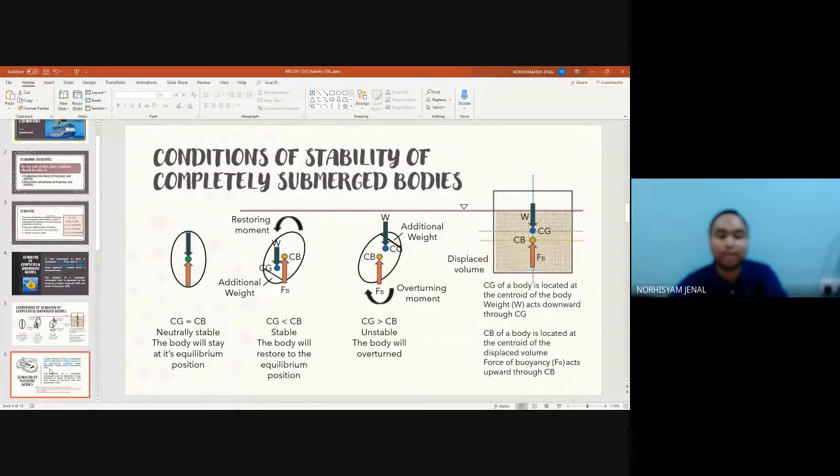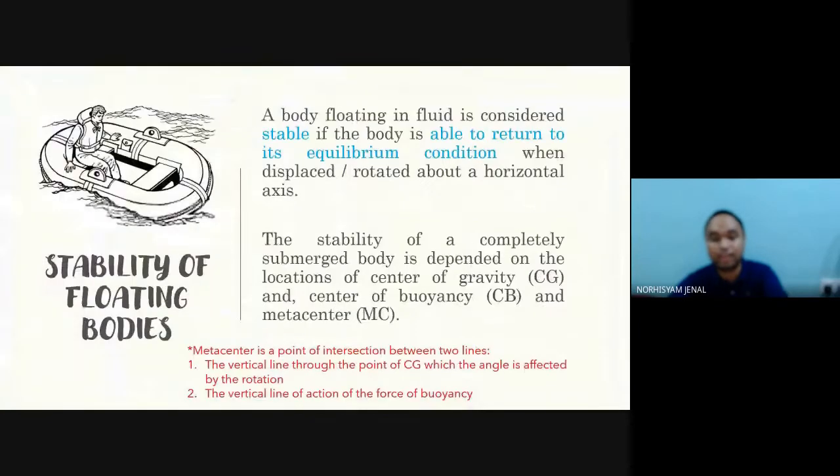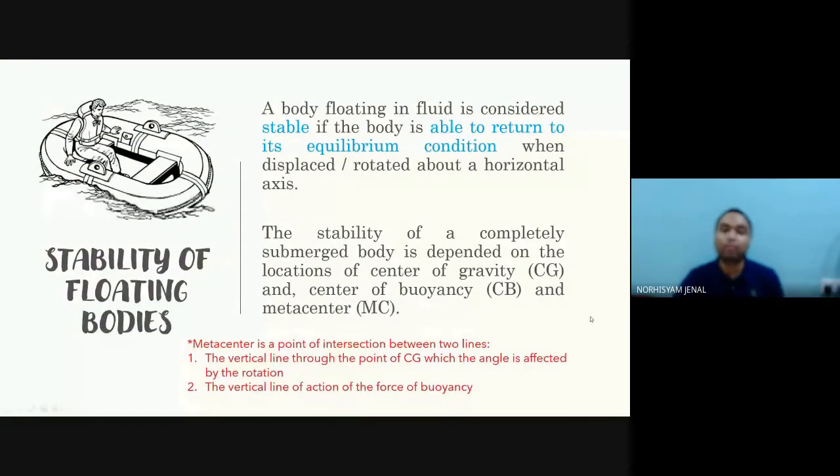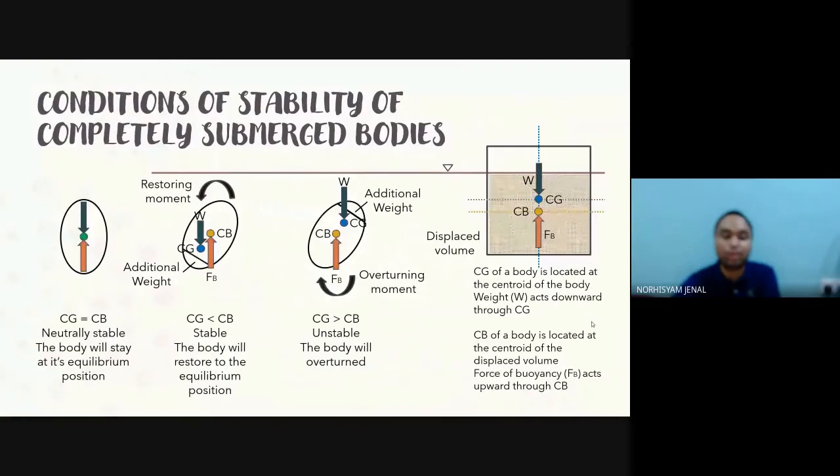The next part is when you have a floating body. This will be different. For a submerged body, we don't have any calculation for it. We just have to study it in terms of visualization. We have to remember just one thing: if your CG is lower than CB, or the CG is higher, it will give you different conditions. CG lower than CB, it will be stable. CG higher than CB, it will be unstable. That is for completely submerged bodies.